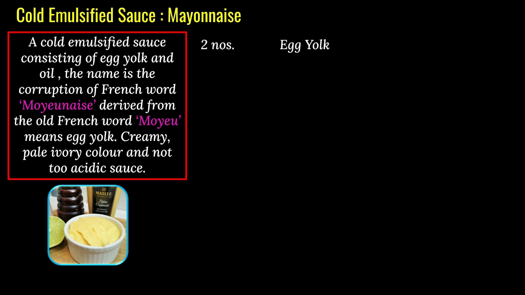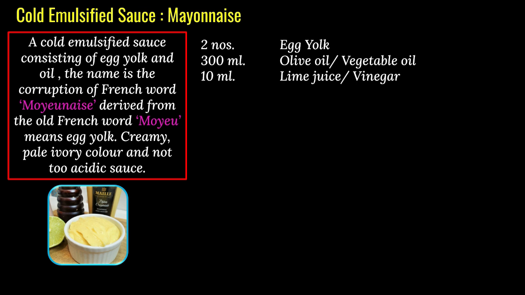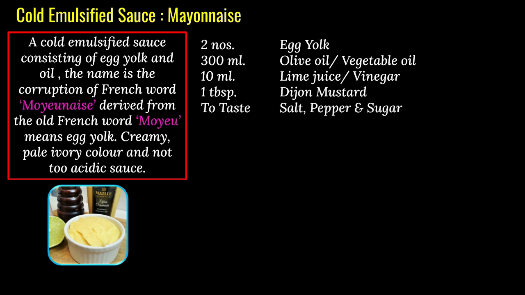What do we require? We require two egg yolks, 300 ml of olive oil or vegetable oil, 10 ml of lime juice or vinegar, and 1 tablespoon of Dijon mustard. Dijon is the mustard capital of the world. It is in France. It is a processed mustard, so that is the authentic way of using Dijon mustard for making this kind of sauce. And to taste, salt, pepper, and sugar will be added.